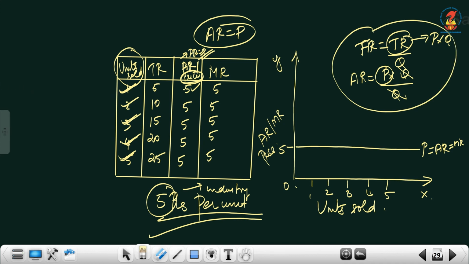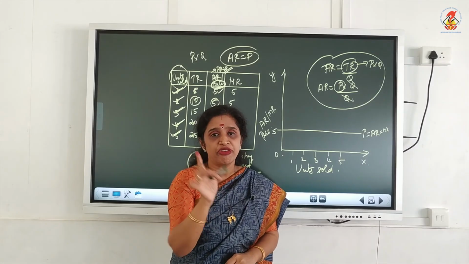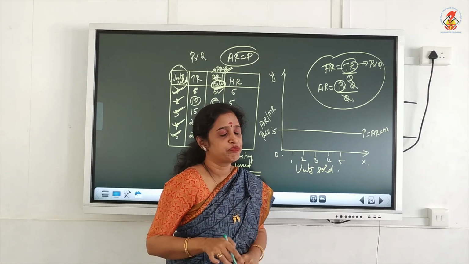Now, when the seller is selling 1 unit, what is the total revenue he is getting? Price into quantity, 1 into 5, 5. When the seller is selling 2 units, 2 into 5, 10. See, whether it is 3 kilograms or 4 or 5 kilograms, for each and every unit he can sell only at 5 rupees. He cannot sell it at a lesser price if the consumer is buying more. No, it is not possible, because the industry price is 5, which is fixed. So, whatever quantity he sells, he can sell it only at the same price.